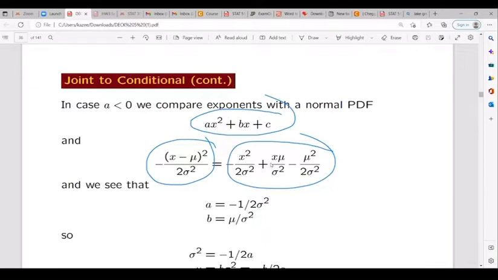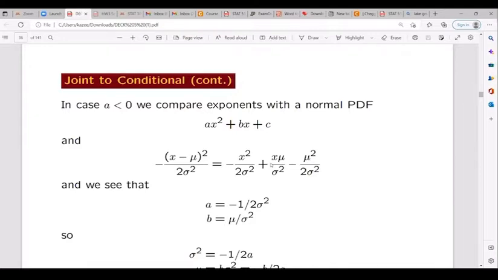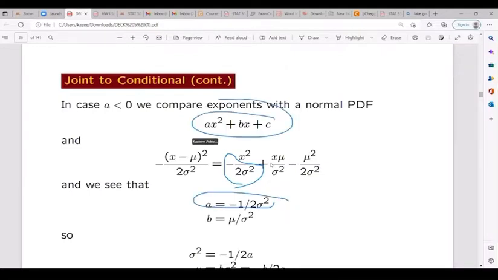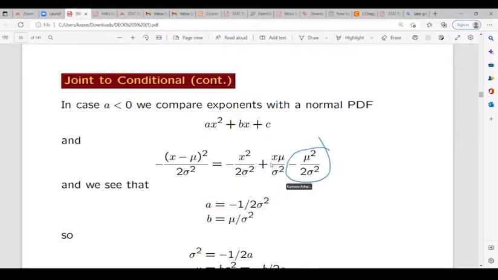Now, whatever the coefficient of x squared is going to be A. And that is the reason why here, this guy, negative 1 over 2 sigma squared is going to be A, because you're actually using this. What is going to be your B? The coefficient of x. Mu over sigma squared is your B. And automatically, this guy is your C. Your C now is negative mu squared divided by 2 sigma squared.